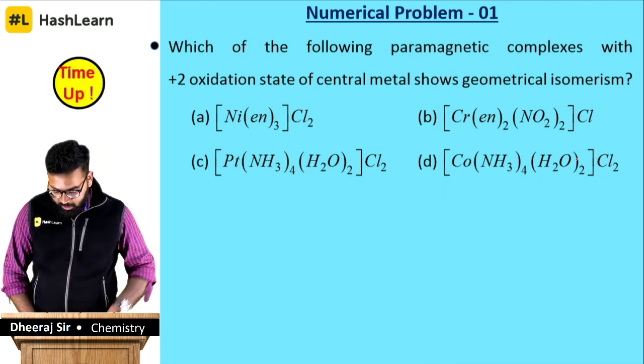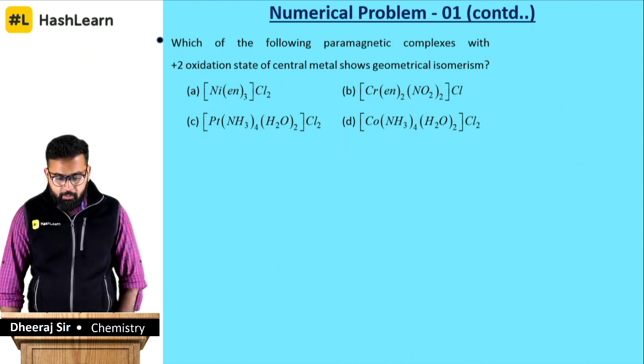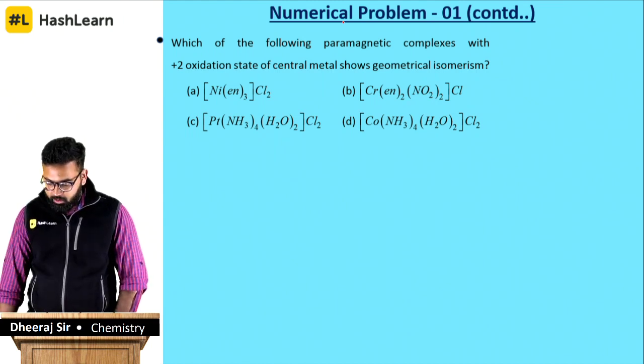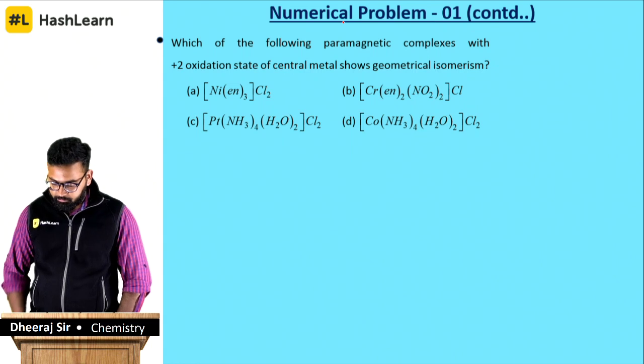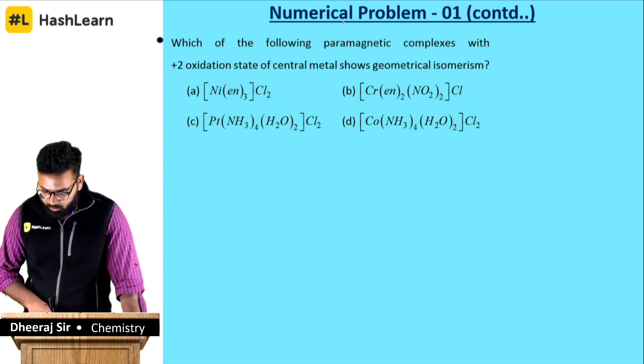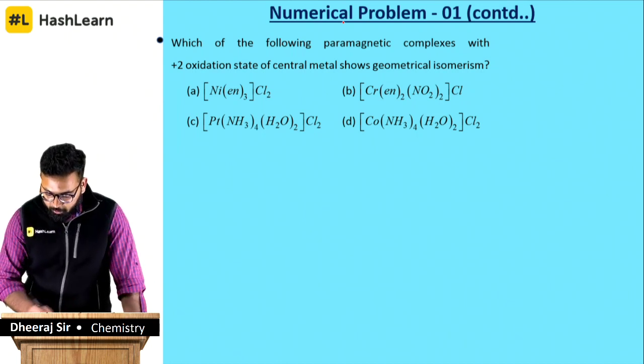The clock master says time's up. I'll give you a couple of seconds. Think over which of the following paramagnetic complexes with +2 oxidation state of the central metal atom shows geometrical isomerism. So you have to think. Sakshi says it's 1B. Let me tell you, I think I've given it to you before also. Pooja says it's 1A. I've given it to you before also.